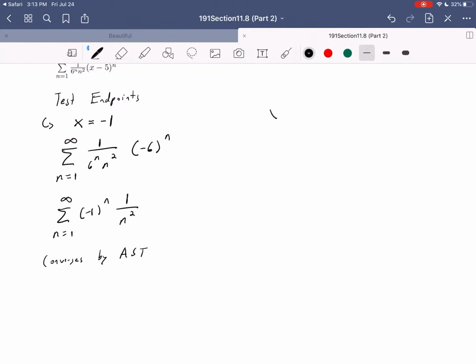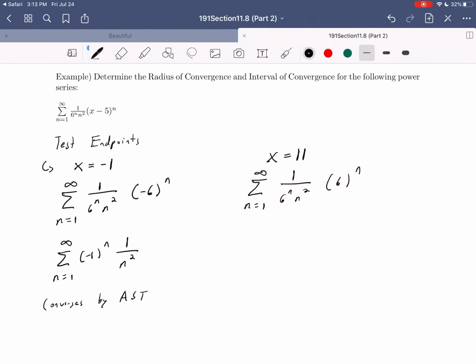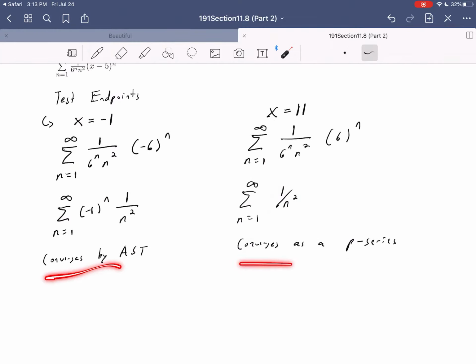Now let's also try the other endpoint, which is x equals 11. Here, if we do that, 1 over 6 to the n, n squared, plug in the 11, which would give us 6 to the n. Go ahead and we would cancel these, and then we'd get the sum from n equals 1 to infinity, 1 over n squared. So 1 over n squared, this converges as a p-series this time, because this is just 1 over n squared. So both endpoints converge.